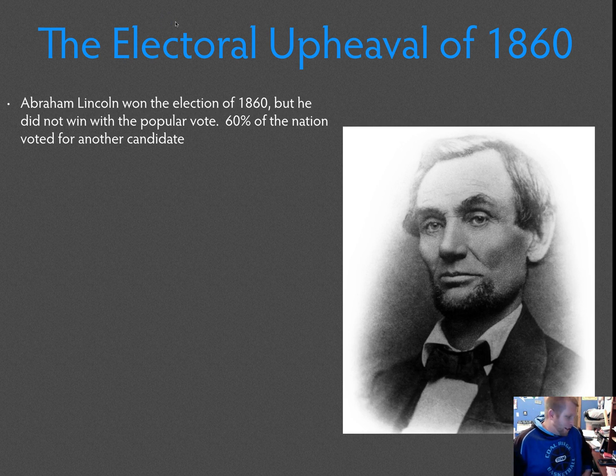Lincoln won the election in 1860, even though most people did not vote for him. He did not win with the popular vote. 60% of the nation voted against him. Now, it's confusing the way that's worded. He got 40% of the vote, which is the most of the four candidates, but that means 60% of the country didn't vote for Abe Lincoln.